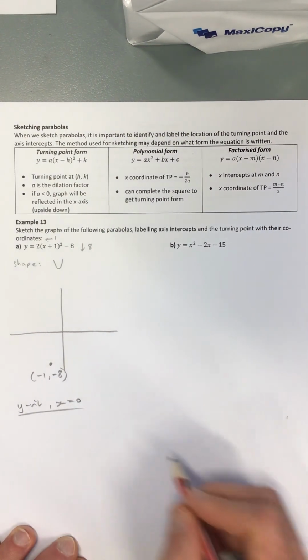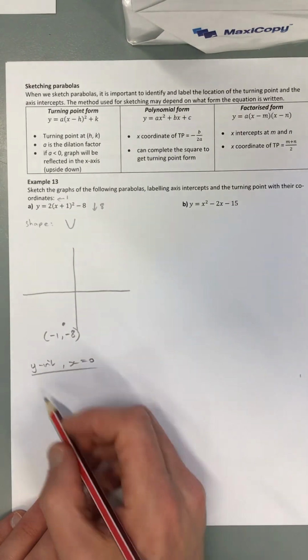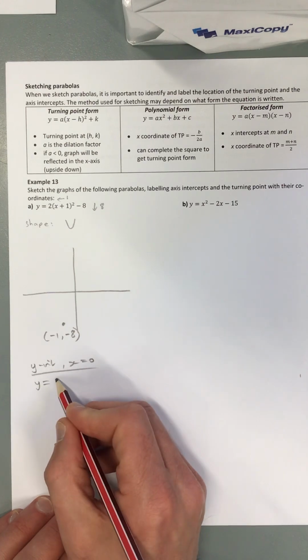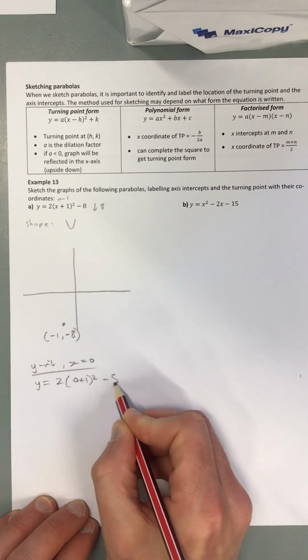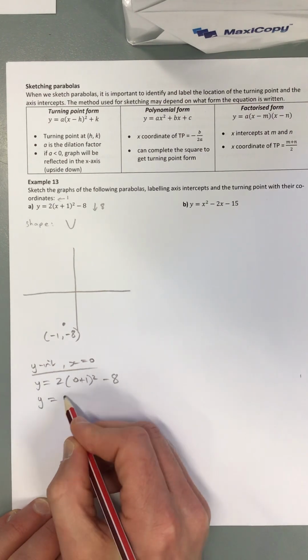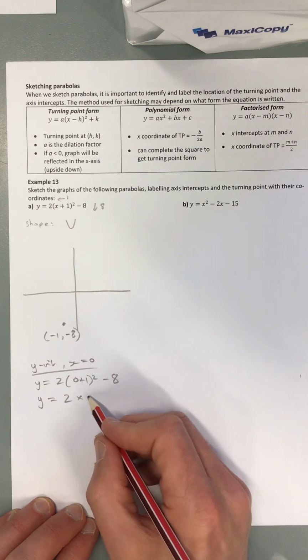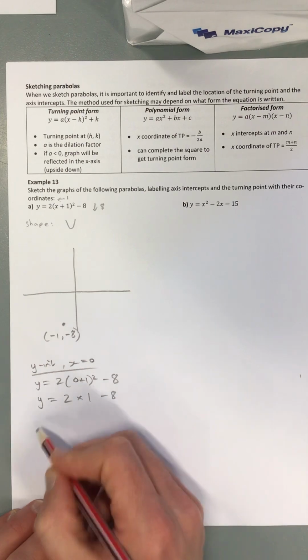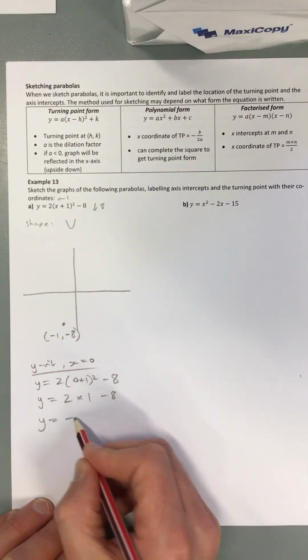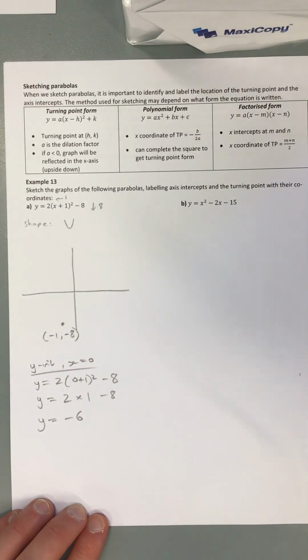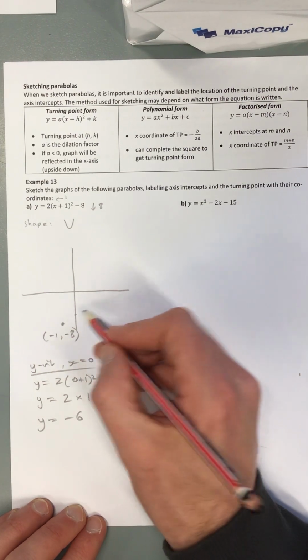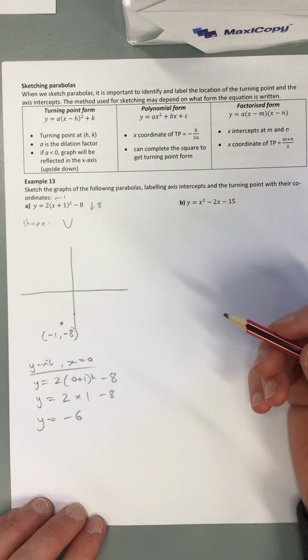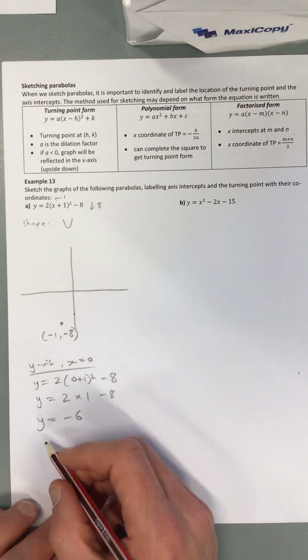Starting with the y-intercept, let x equal 0, so we get y equals 2 times 0 plus 1 squared, take away 8. So y will equal 2 times 1 squared, take away 8. Y will equal 2 take 8, which is -6. So if we try to keep our scale reasonably accurate, -6 on the y-axis would look something like that.